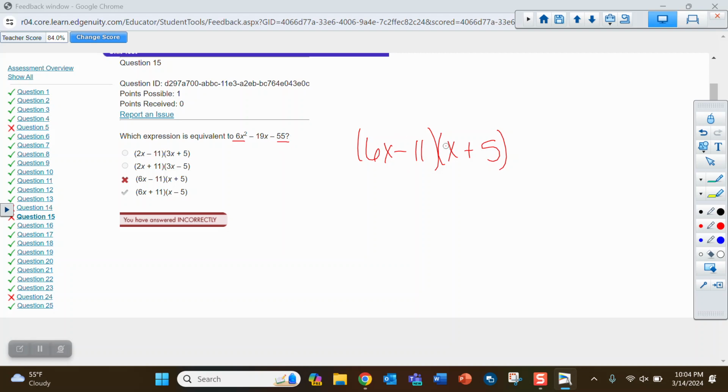So 6 times 1, that is 6. 11 times 5 is 55. So we definitely have the right digits, but we've got to see how we can get that middle term. So when I do my insides and my outsides, those are the two terms that when you're foiling will give you that 19x, but this is a -11 and this is a +30. And so when I add that together, I'm going to get a +19, but you can see here you need a -19. So that just means that your signs are backwards. It should have been 6x plus 11 and x minus 5.